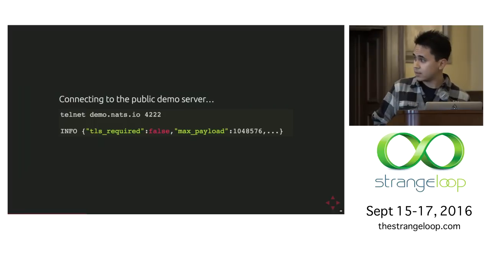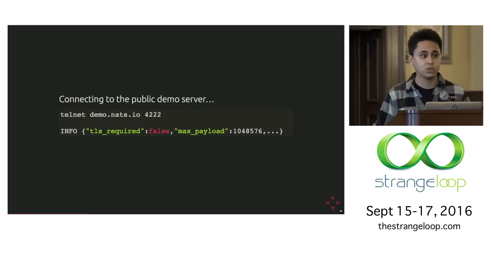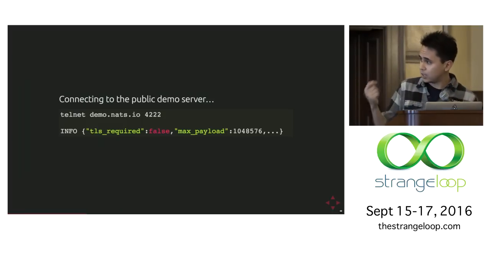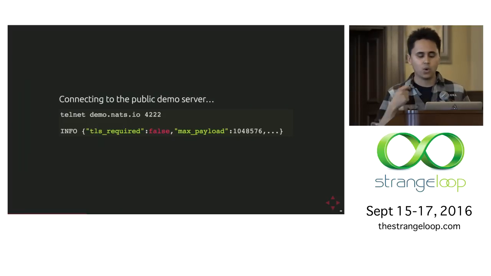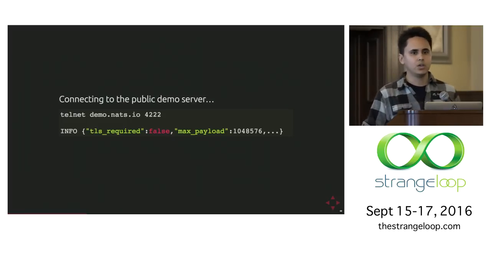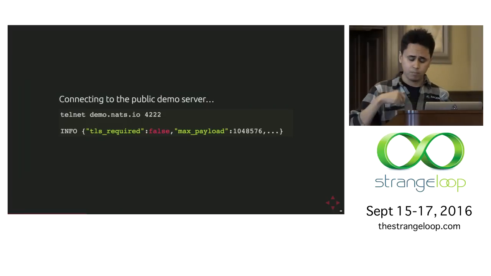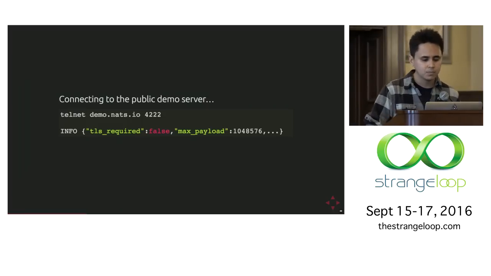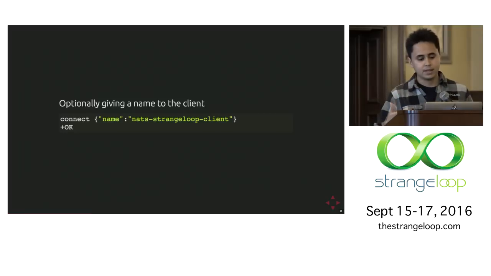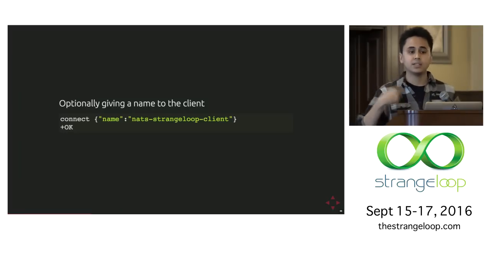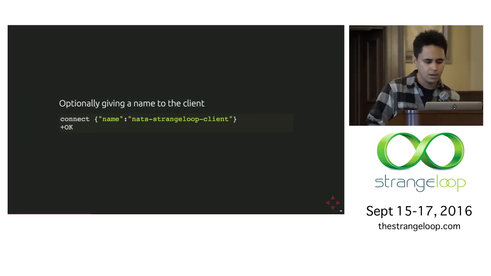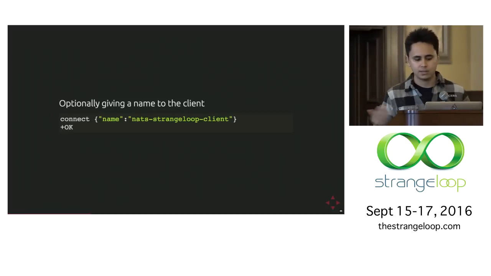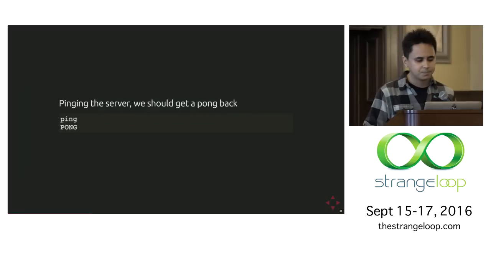This is a very simple client, and telnet demo.nats.io on the port 4222. The first thing we get is this info string, which is going to tell you whether the server requires us to start TLS, and also what is the maximum payload size that we can use for each one of the published messages to the server. And yeah, we can send an optional connect command. You have to send it in case the server requires authentication credentials. But here we just label our connection as a NATS strange loop client. It has to be a JSON string.